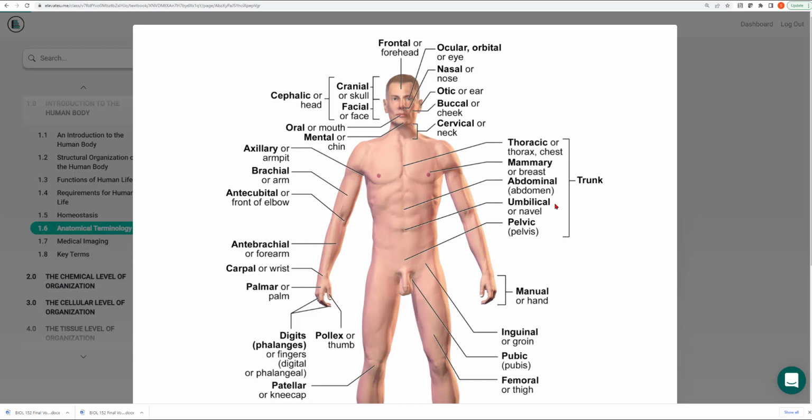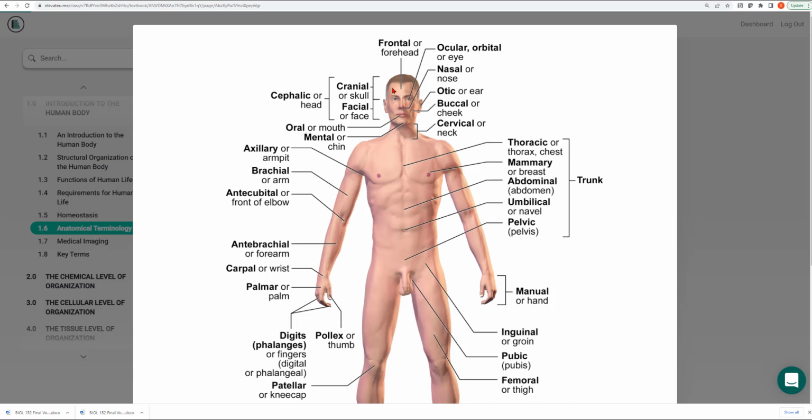If I said point to your umbilical region, that's your belly button, that probably would not be a challenge. If I said to you, point to your frontal region, however, you may not know that the frontal region is your forehead. Some of these terms are familiar, some are not. You need to learn all of them. So in the lab, you'll be working through some worksheets and activities, and you definitely want to focus on the ones that you're not familiar with.